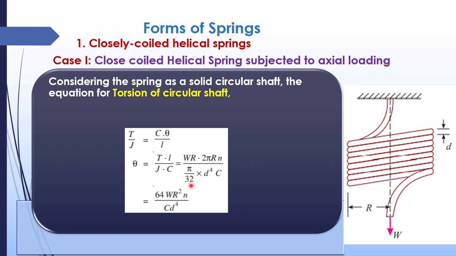Polar moment of inertia is pi by 32 into d raised to 4 for a circle. So pi by 32 into d raised to 4 we have taken, and C is a constant. When simplifying this, you will get 64 W R square divided by C d raised to 4 as the angle of twist. How much angle it got twisted.